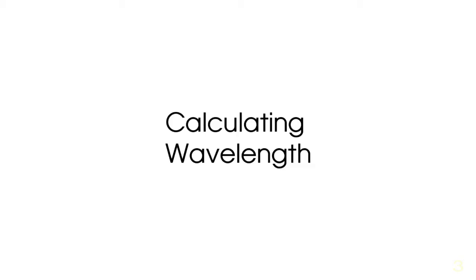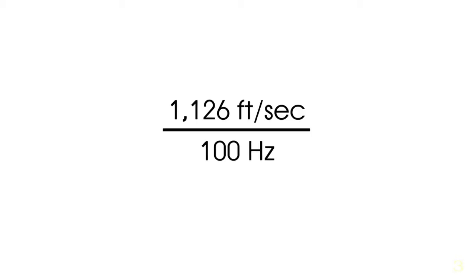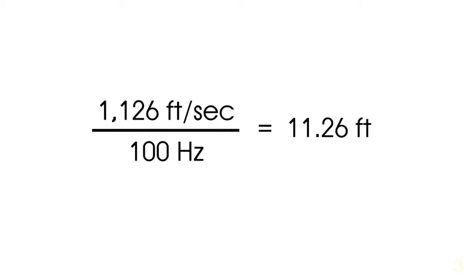All we need to know is the speed of sound, which is going to be 1,126 feet per second, and then we divide that by our frequency, which is 100 hertz. That gives us a distance of 11.26 feet. So a sound wave at 100 hertz doesn't complete a full cycle until it reaches 11.26 feet.